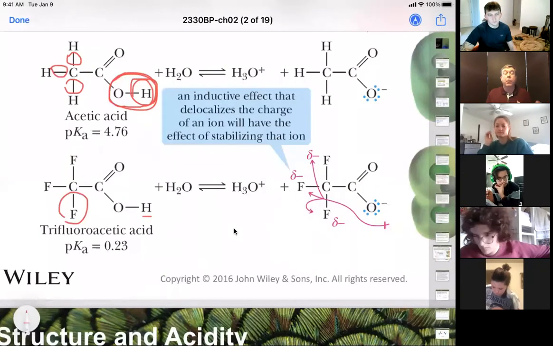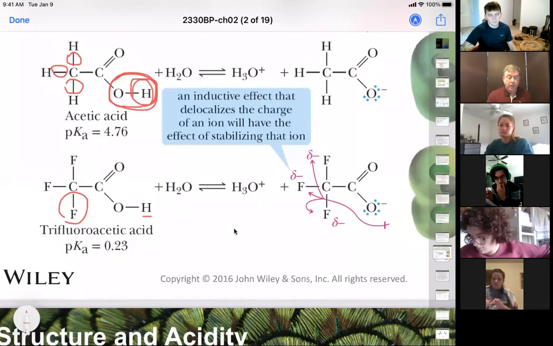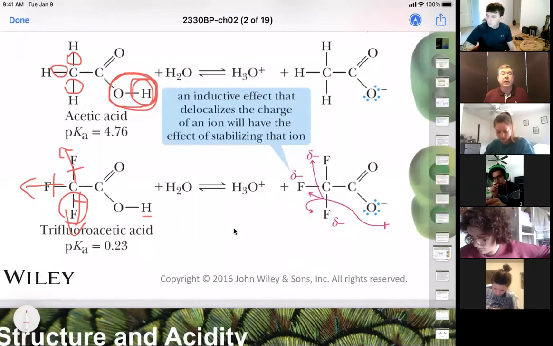Okay. However, if we have that same thing, instead of having the hydrogen bonded directly here, what we have is fluorine, and the fluorine is more electronegative than carbon. So it's going to pull electron density away from this carbon. And we have another fluorine over here, so it's going to pull electron density away, and another fluorine, it's going to pull electron density away.